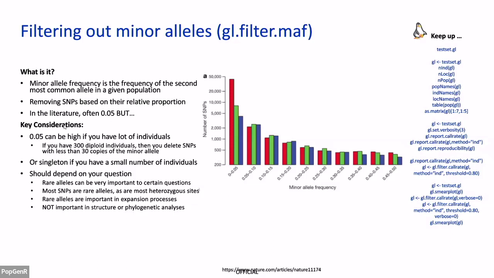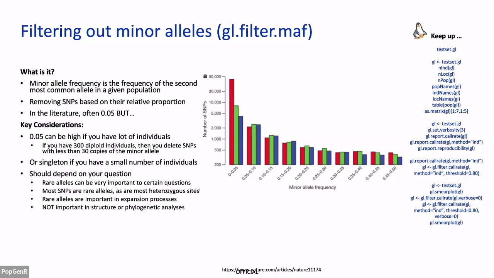So getting rid of singletons is really important, or important to understand. So this is where theory comes into it. Is the metric that you are going to calculate dependent on rare alleles? Because a lot of them are.